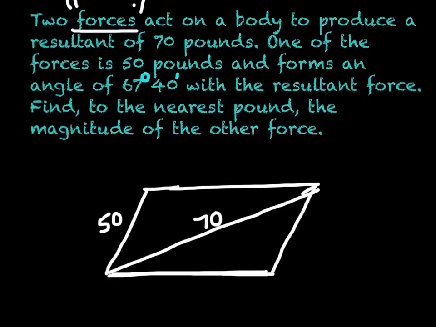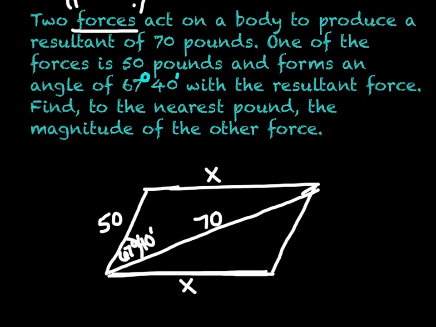And that forms an angle of 67.40, so just this angle right here is going to be 67 degrees 40 minutes. Alright, with the result. Now, they want me to find, to the nearest pound, the magnitude of the other force, so I'm going to put an X on the other force, and of course we know that opposite sides are congruent.